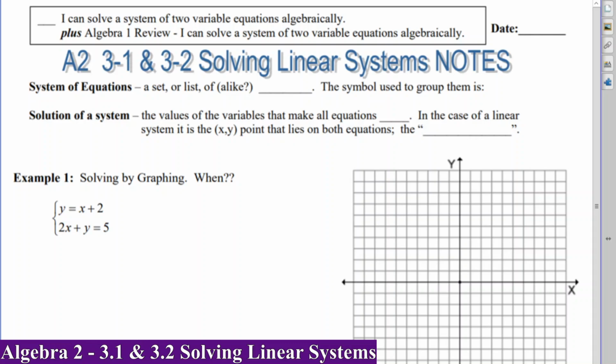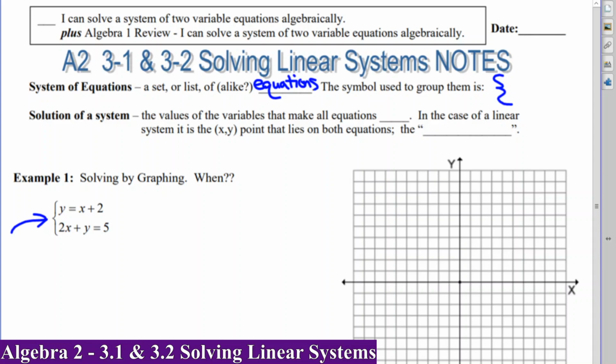Systems of equations. Okay, what does that mean? It is simply a set or list of equations. The symbol that we use to group them is a bracket like this, which you will see right there in example number 1.